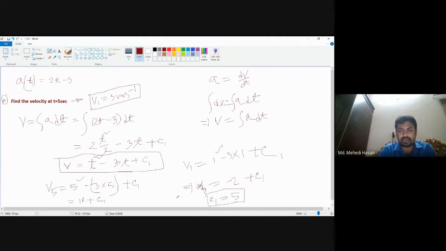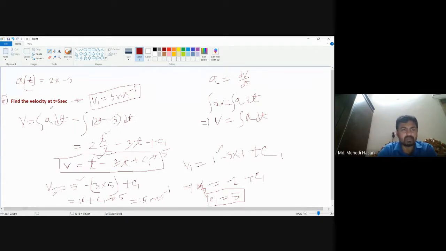After finding this, you can put the value of c1 in that equation. It is 5, so that is equal to 15. So 15 meter per second is the velocity at t equal to 5 seconds. This is the process to find out the velocity.